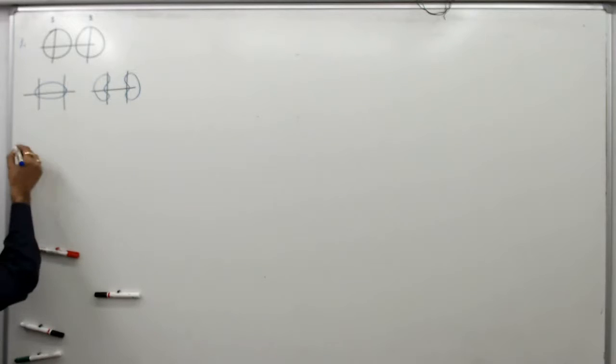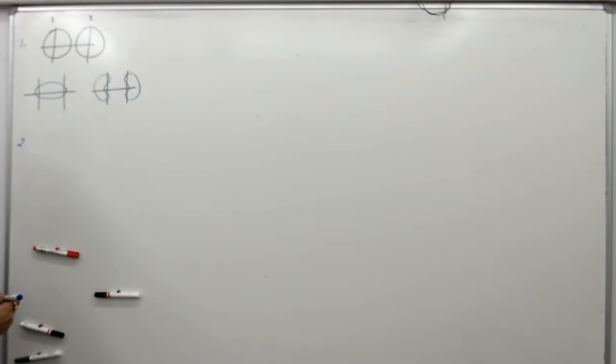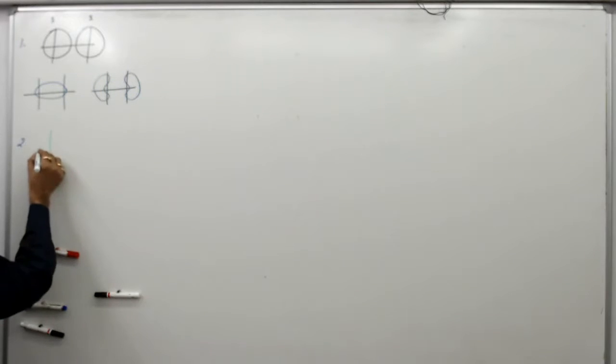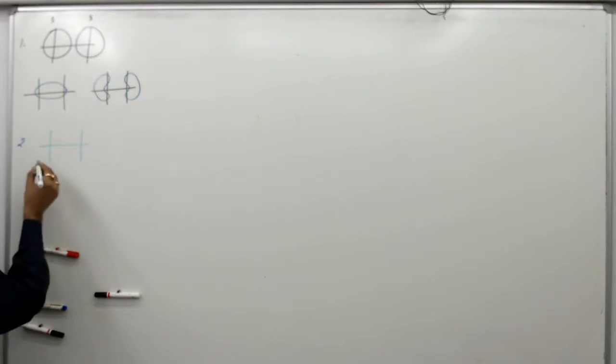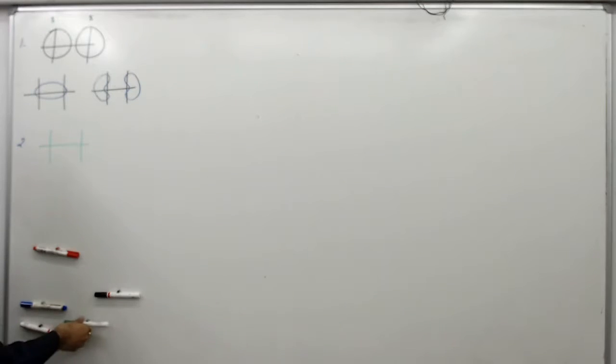If we talk about the second overlap, that is the overlap of p with p. We can have this as the axis. Here we have one p orbital. This is going to be the 2p orbital.